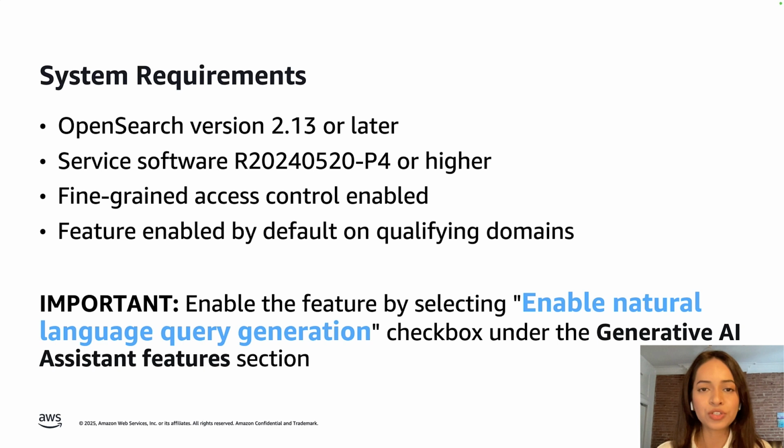You'll need OpenSearch version 2.13 or newer. The service software needs to be R20240520-P4 or later. The fine-grained access control needs to be enabled. Now, this feature is enabled by default on the domains created with OpenSearch version 2.13 or newer with the fine-grained access control enabled. If you want to enable this feature on a pre-existing domain, make sure all these requirements are met. You can then enable this feature by selecting the checkbox next to Enable Natural Language Query Generation. It will be under the Generative AI Assistant Feature section in the cluster configuration.